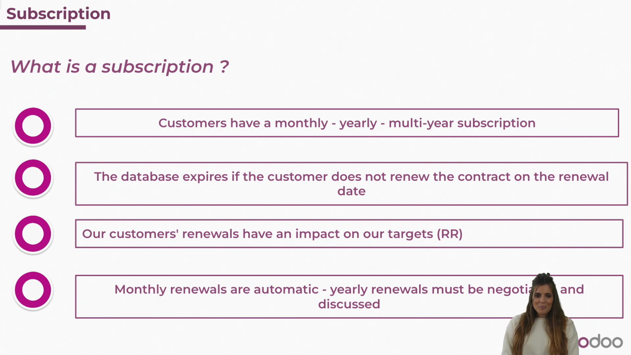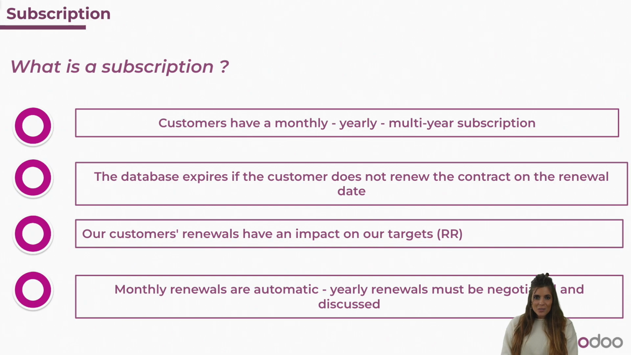Okay, but what is it? As explained, the customers have a monthly, yearly, or multi-year contract with us. The database can expire if the customer doesn't renew the contract at the date of the renewal. It means that if you do not receive any news from your customer within the 3 months, all the data will be deleted automatically. Our customers' renewals have an impact on our targets.